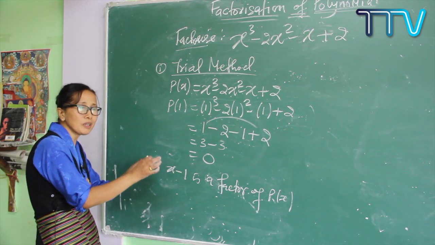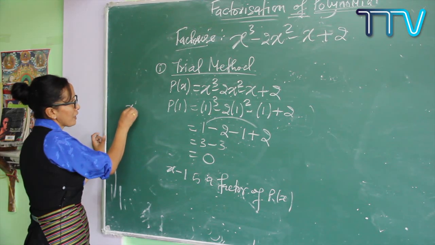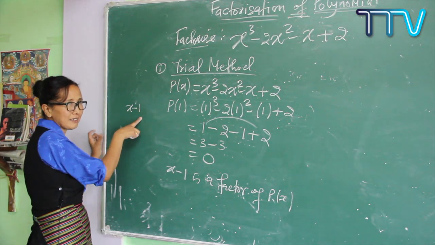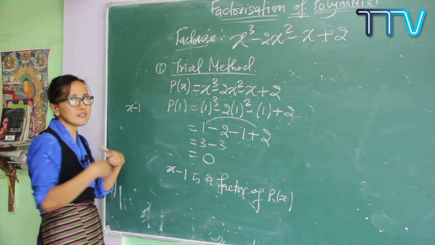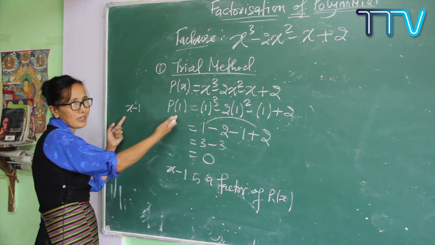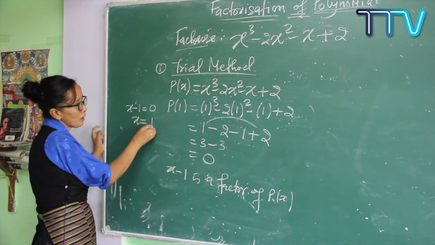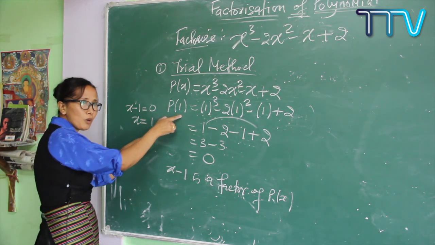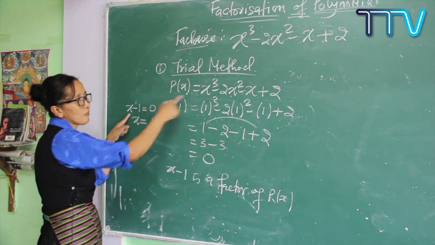So let me clear this one first. So see here, if x minus 1 is the factor of this, what are the zeros? What is the value we have to put? Value of x. So you are always writing this equal to 0, so your x is equal to 1. When you put the value of x equal to 1, then it is always getting 0. So that means x minus 1 is the factor of this.